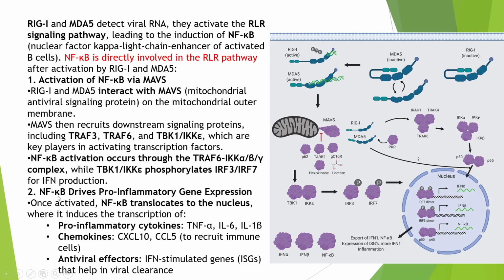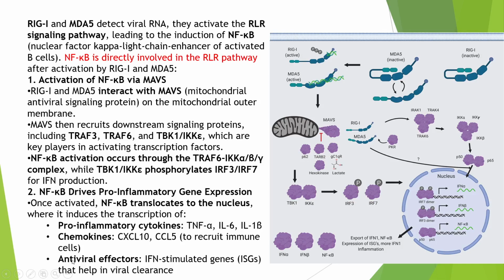So next is NF kappa B drives pro-inflammatory cytokine gene expression. So once activated, NF kappa B translocates to the nucleus where it produces the transcription of pro-inflammatory cytokines like TNF alpha, IL-6, IL-1 beta. So this enhances your immune response or activates your immune response. Then it also helps in the transcription of several chemokines like CXCL10, CCL5, etc. So these are chemoattractants which help in recruiting your immune cells. That is, it helps attracting your immune cells to the site of immune response.